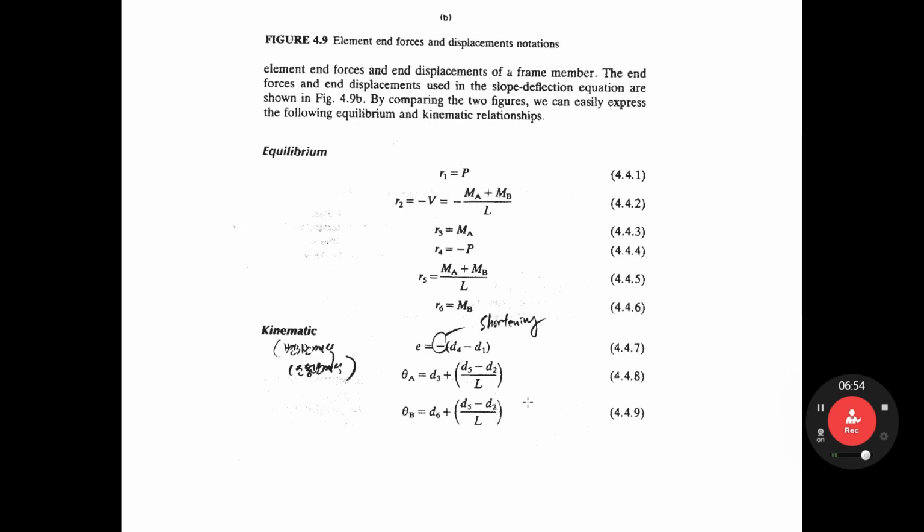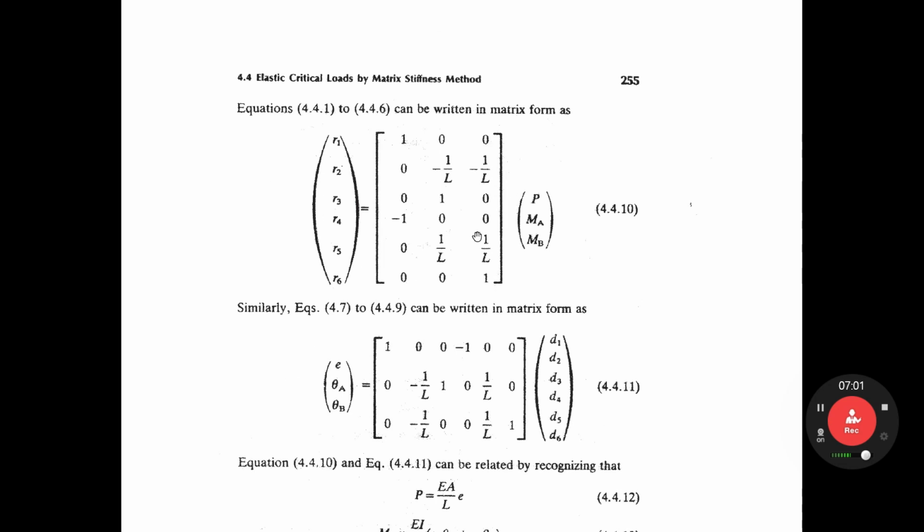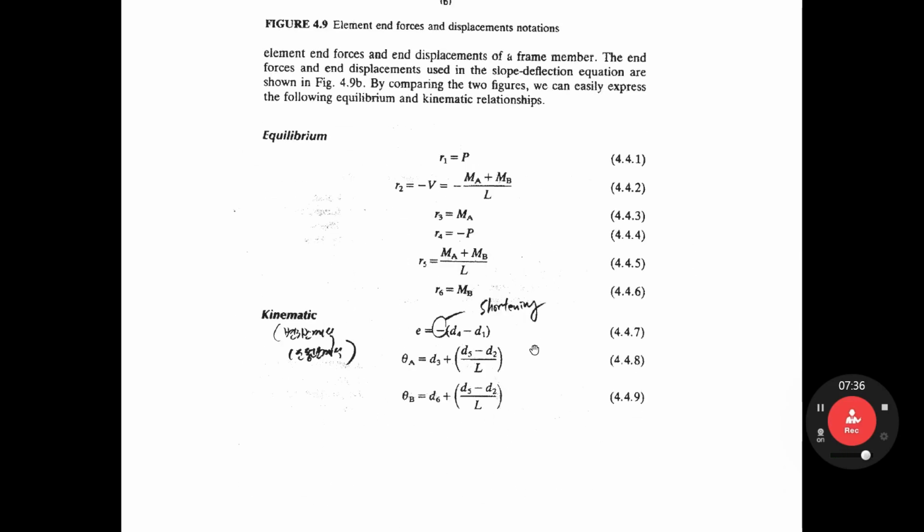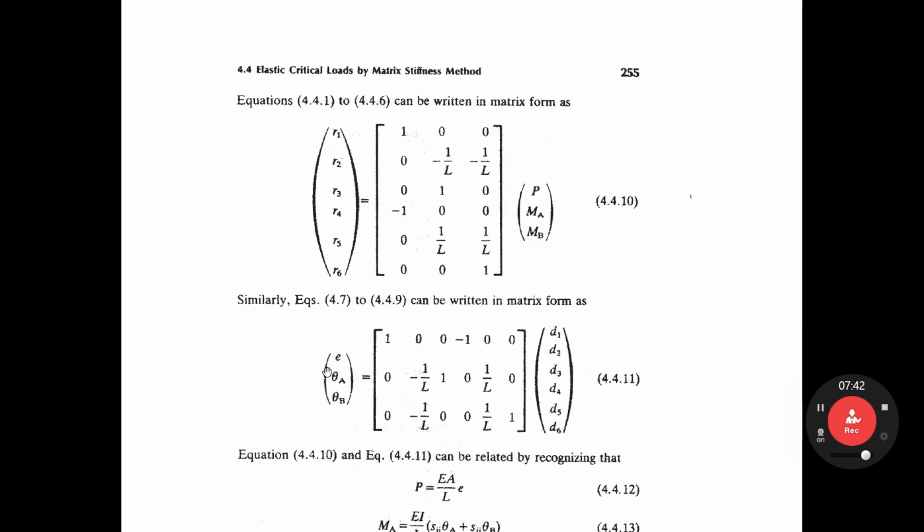In the same way, you can write this equilibrium relationship in matrix form. R1, R2 are the member end forces in matrix analysis, and these are the end forces in the slope deflection procedure. That is some transformation matrix. R1 equals P. R2 equals minus 1 over L times (MA plus MB), as you see here. And then again, you have the kinematic relationship in matrix form. You can write e, theta A, theta B. e equals D1 minus D4.